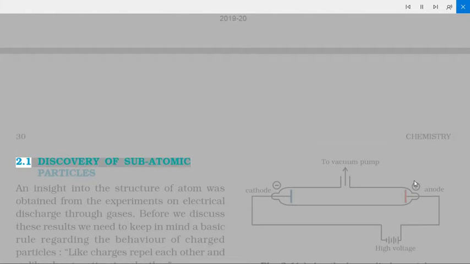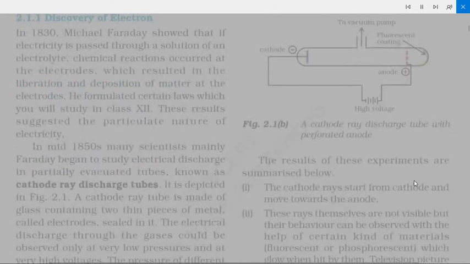2.1 Discovery of subatomic particles. An insight into the structure of atom was obtained from the experiments on electrical discharge through gases. Before we discuss these results, we need to keep in mind a basic rule regarding the behavior of charged particles. Like charges repel each other and unlike charges attract each other. Discovery of electron.